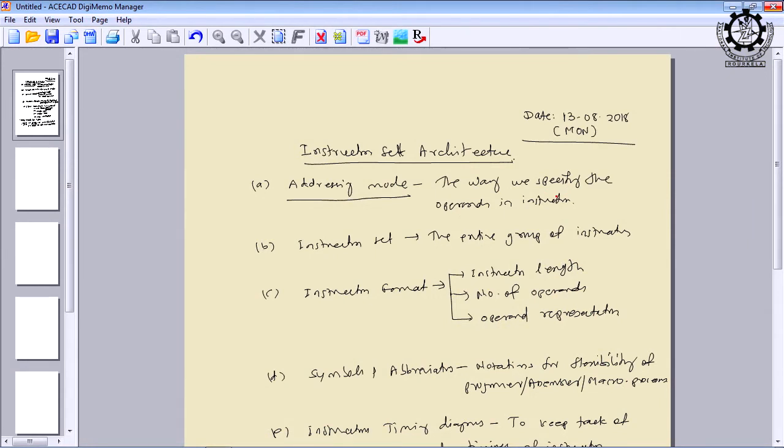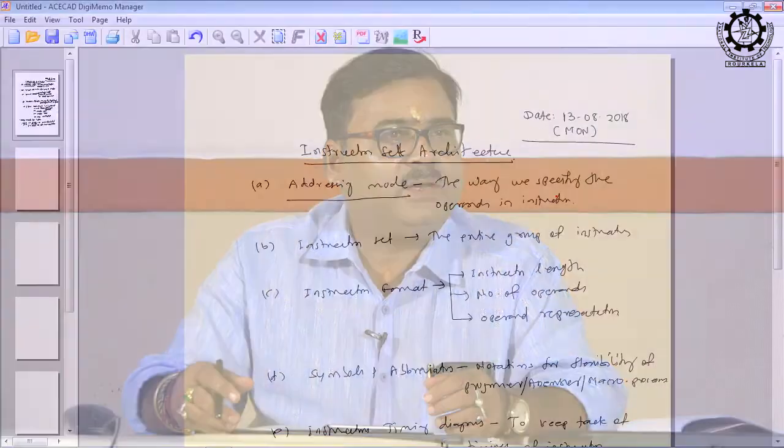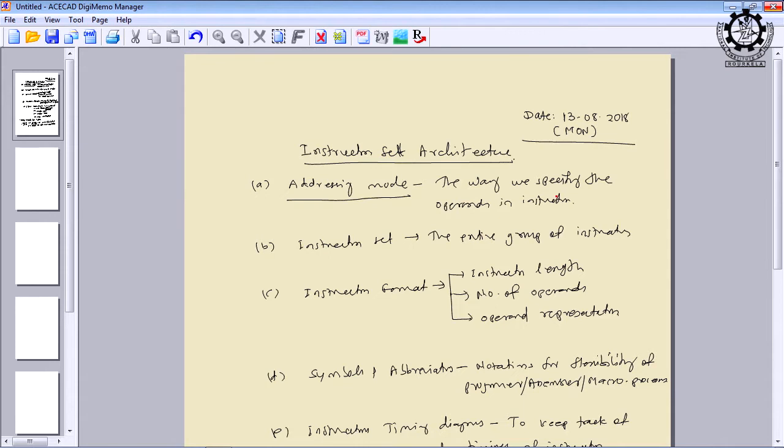What are the different ways we specify the operands? So, what do you mean by the operand? The data. The data can be 8 bit, or the data can be stored in a register, or the data can be stored in a memory location.